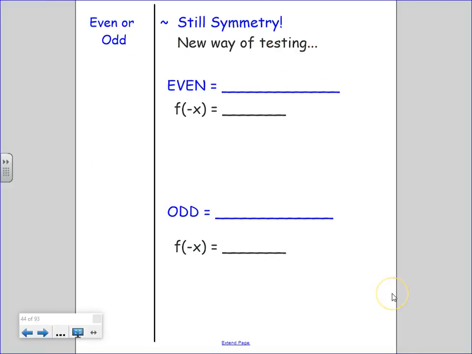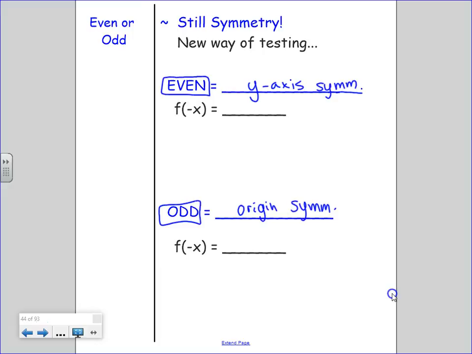Okay. Last but not least. Wait. Have we done y-axis symmetry before? We've done it. We've done y-axis symmetry. Guess what? There's a new word for it. Same thing, though. Have we done origin symmetry? Yes. Guess what? There's just a new word for it.